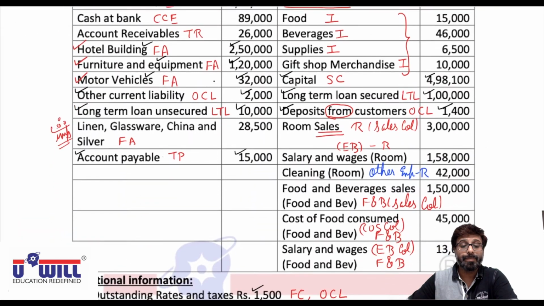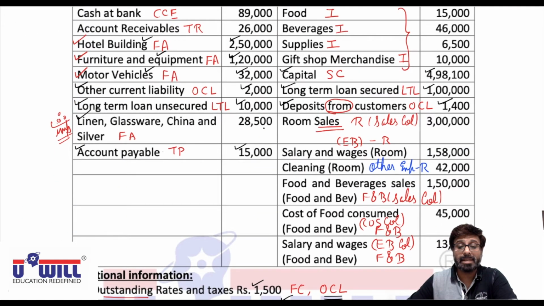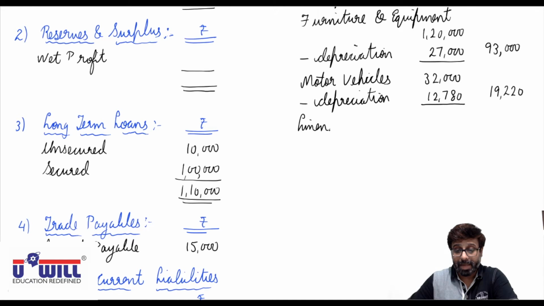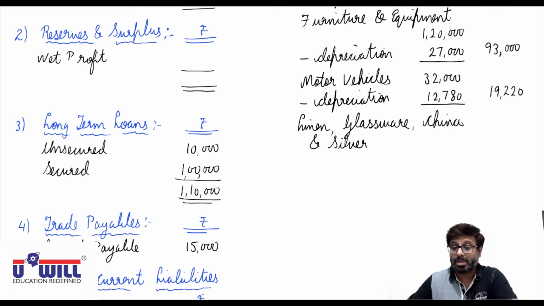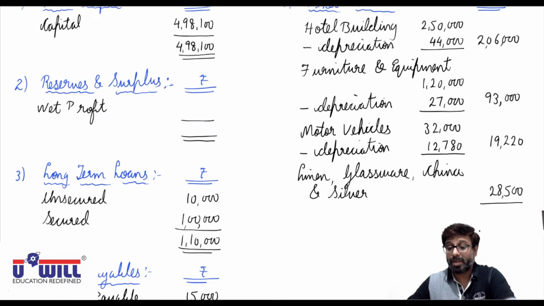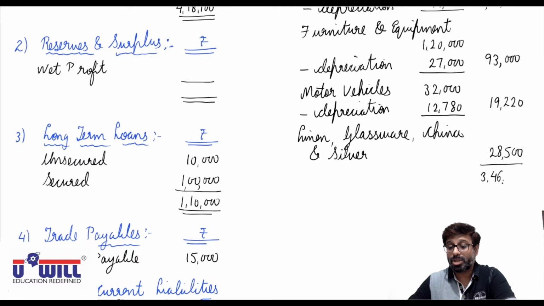You can all see here: linen, glassware, china and silver 28,500. No other items marked as fixed assets. What is the total? 2,06,000 plus 93,000 plus 19,220 plus 28,500, and the total is 3,46,720. 3,46,720 is the total of fixed assets.